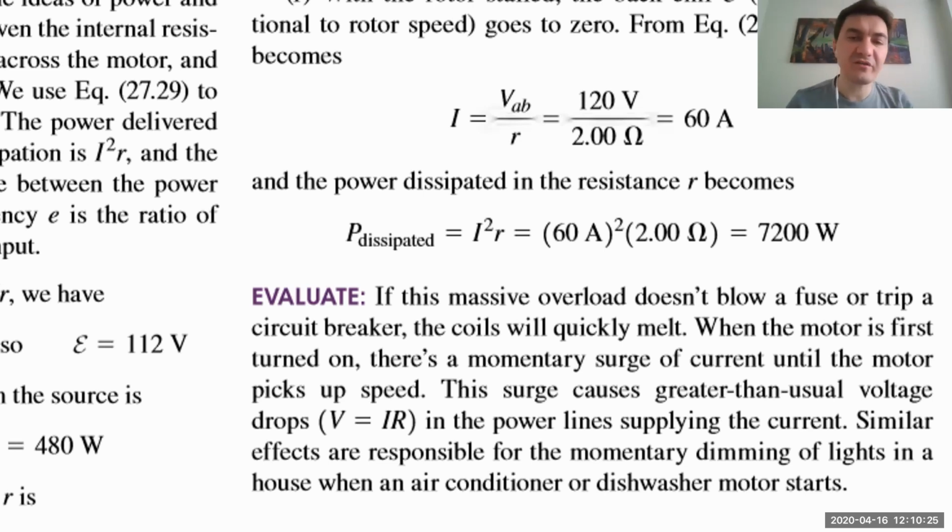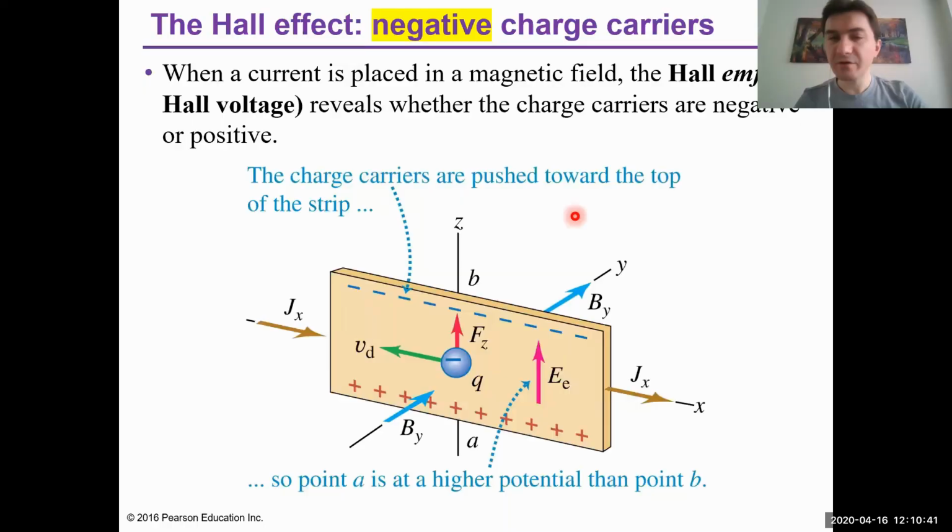Do you have any question here? So this is the last topic, the Hall effect. Here we have a strip made from conductor. Let's consider this is completely made from conductor. It has certain thickness and certain width, okay? And we drive current in that direction.